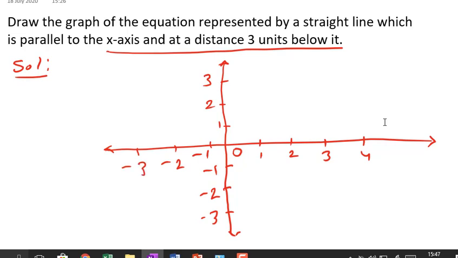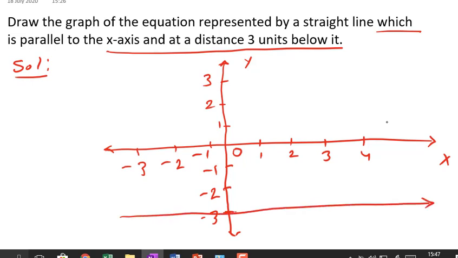This is our x-axis and this is our y-axis. We have to draw the graph of the equation represented by a straight line which is parallel to the x-axis, at a distance of 3 units. So at a distance of 3 units I have this point along the y-axis. Now I will draw a line which will pass through this point 3.